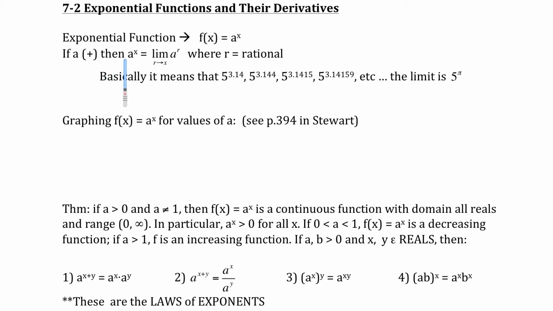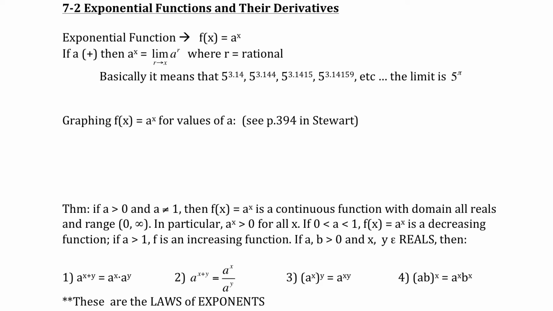So if a is positive, then a to the x equals the limit as r approaches x of a to the r, where r is rational. Basically, it means that if you've got something like 3.14, 5 to the 3.14, 5 to the 3.141, see what's happening? This becomes the limit, which is 5 to the pi.